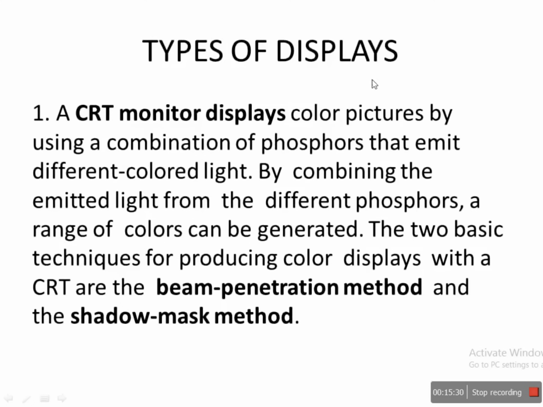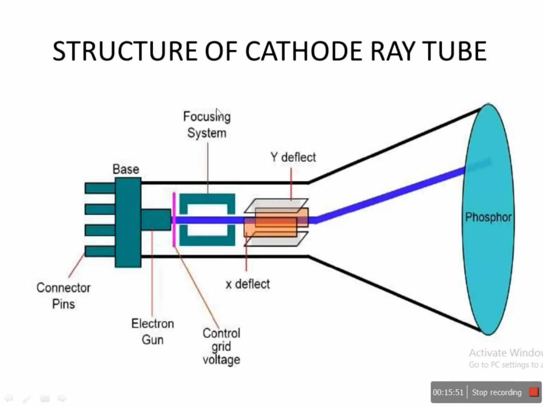Now, what are the types of displays? Types of displays: CRT monitor, I doubt you will see one in today's world, but we'll still learn about it. First thing is the CRT monitor display. It displays color pictures by using a combination of phosphors that emit different color light. Just like our cathode ray tube, which used to just illuminate the screen.